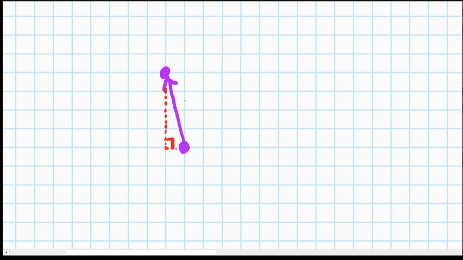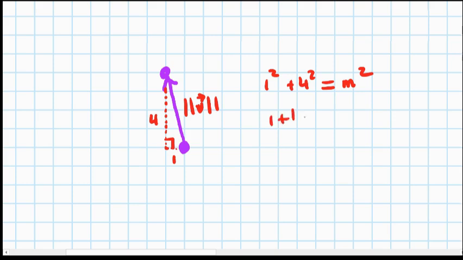And then, because I know the components, this is 1 and this is 4, now I can just find the magnitude here, which we label with these 2 lines around my vector v. And so in this case here, I'm going to use Pythagorean theorem. So 1 squared plus 4 squared equals my magnitude squared. And so if I do that, that would be 1 plus 16. And then I take the square root of both sides.